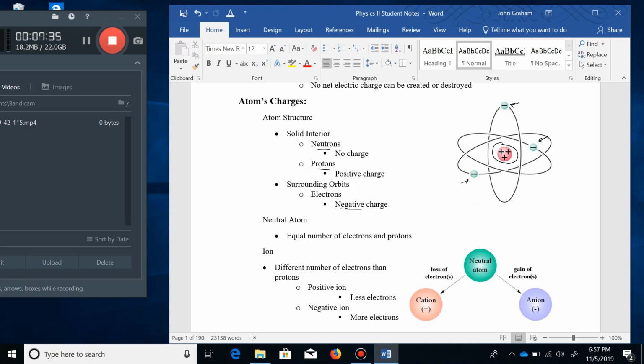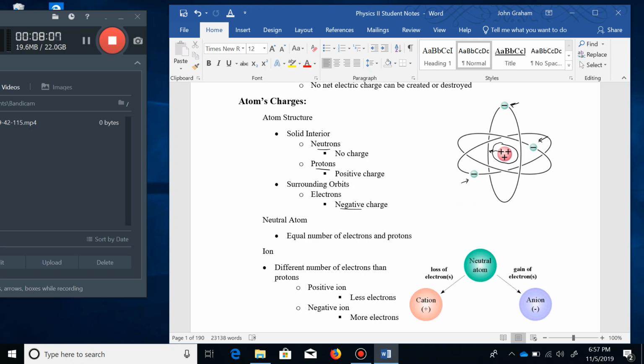Now, because the protons are kind of, I guess you can say, stuck in this nucleus, in this core, they don't get expelled easily from an atom. It takes a lot of energy for one of these little protons to end up leaving the nucleus, which we'll see. That's not the same for electrons.